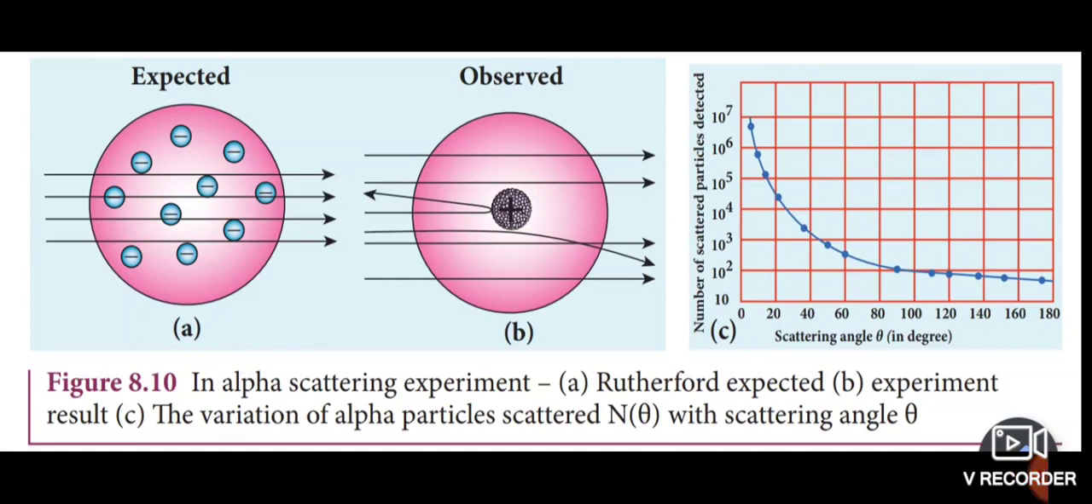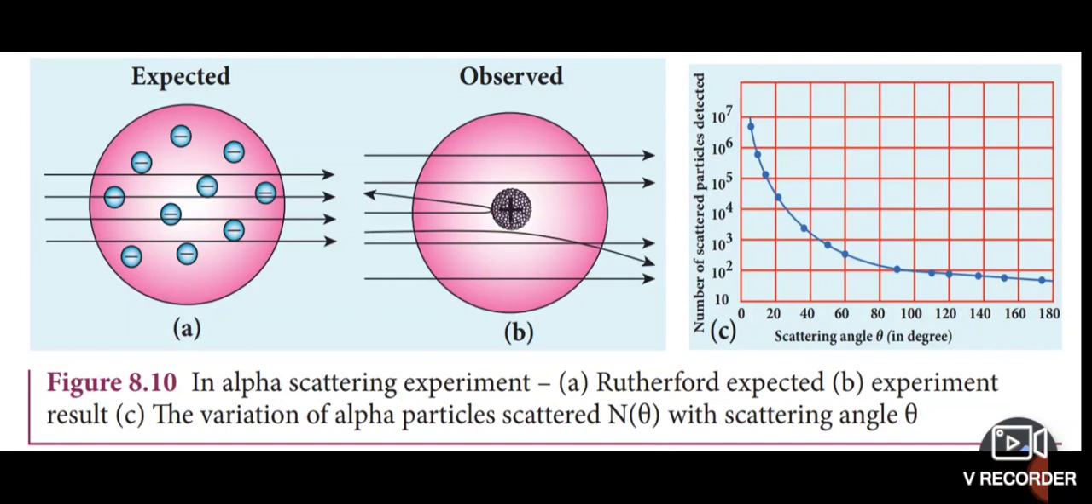Observation and conclusions. Most of the alpha particles either passed straight through the gold foil, or were scattered by only small angles of the order of a few degrees. These observations led to the conclusion that atoms have a lot of empty space, as shown in figure 8.10.